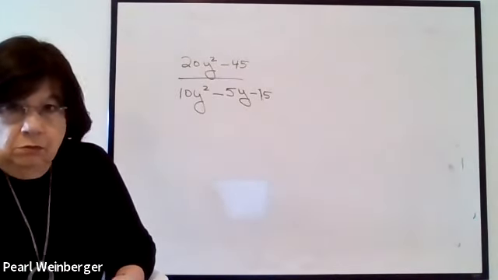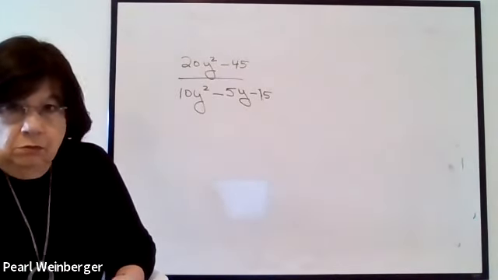Okay, I think we should get started together because it looks like we're running out of time in any case. Again, I want to factor as much as I have to factor. So first I look at the 20y squared minus 45, and I see there is a common factor. 5 goes into both 20 and 45. So I will have a 5 on the outside, and 5 into 20y squared is 4y squared, and 5 into 45 is 9.